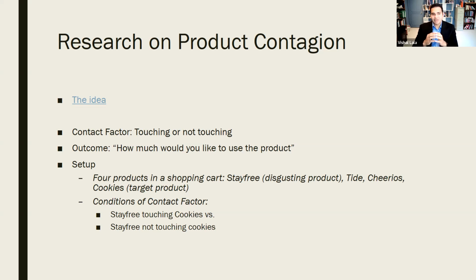So Gavin and his team decided to pursue this idea by conducting an experiment. Here's how they went about it. The first thing they did was they had to establish a factor, a variable they're going to manipulate. In their case, the manipulation was done by distinguishing whether the quote unquote disgusting product was in contact with the desirable product or not. In one case, it was touching. In one case, it was not touching. They measured the outcome as how much would you like to use the product.